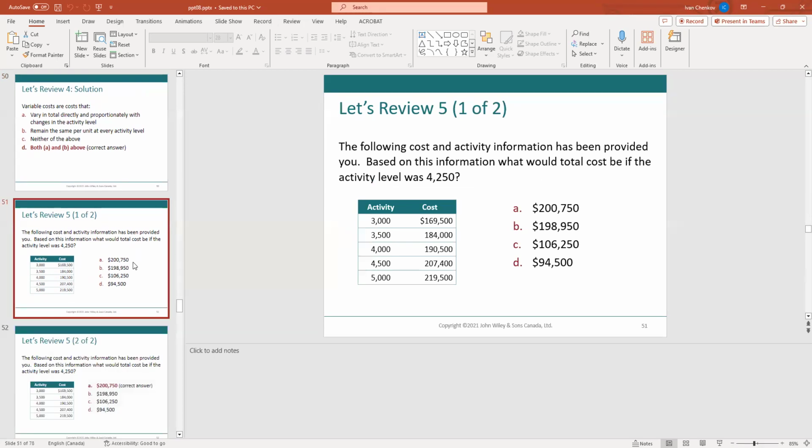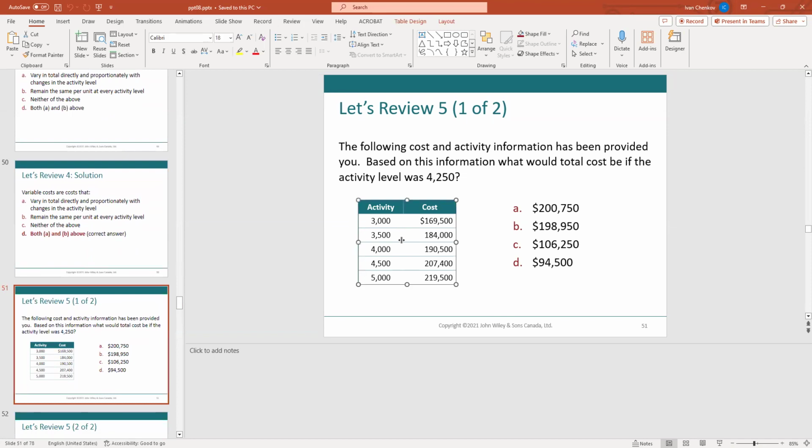Let's try this high and low method. The following cost and activity information have been provided. Based on the information, what would be the total cost if the activity level was 4,250? That will be our question now.